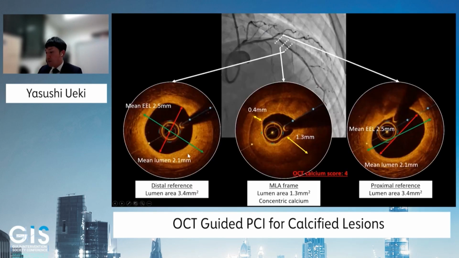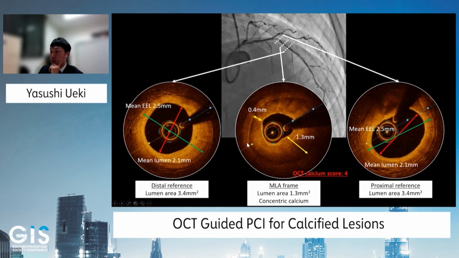And this is a summary of baseline OCT findings. Despite mid-LAD disease, the vessel is very small, and the distal lumen diameter was only 2 mm due to diffuse atherosclerosis. At the MLA frame, the calcium was truly concentric without any gaps. So maximum thickness of calcification was 1.3 mm, and minimum thickness was 0.4 mm.